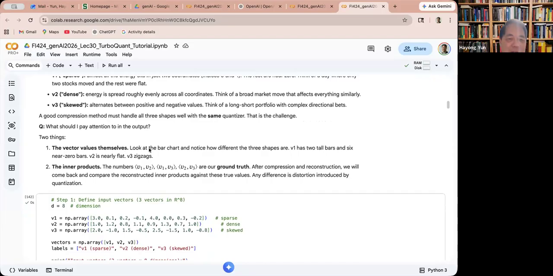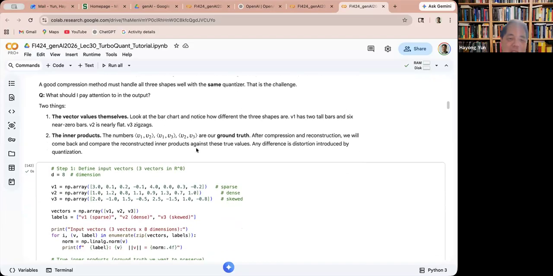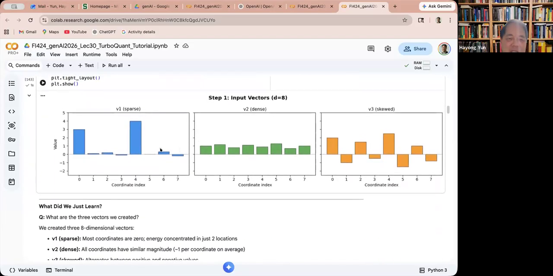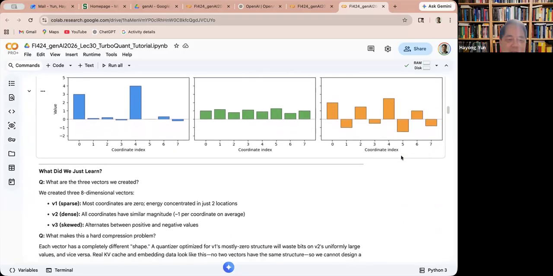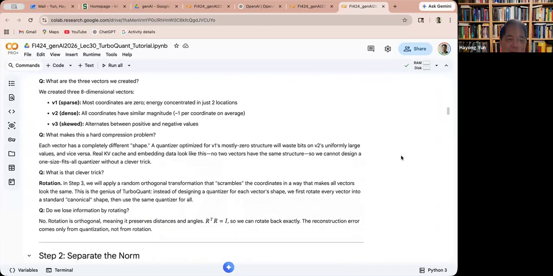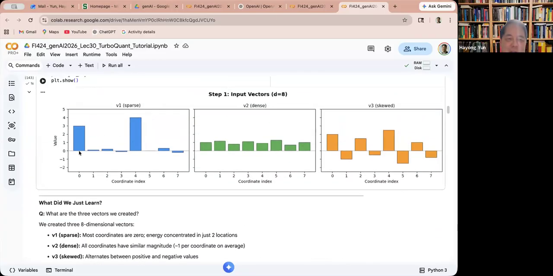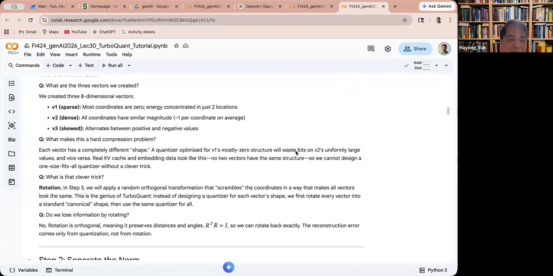So for the vector values themselves, look at the bar chart here that I created. This is the sparse, this is the dense, every bar looks kind of similar in magnitude, and here it's zigzagging, isn't it? So that makes it difficult, because for this one we probably need to concentrate the grids here, whereas here we need to spread out the grids, if the number of grids is the same. Then you basically have to spread it out all over here, things like that, isn't it?